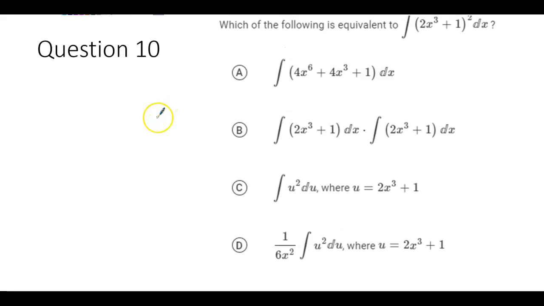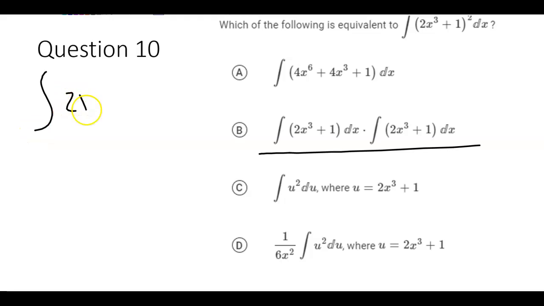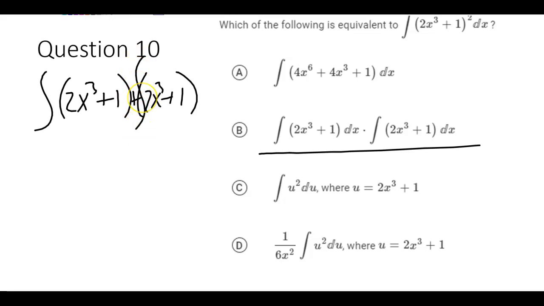What number 10 is asking us to do is just to make sure that you understand the properties of integrals. So let me tell you why B is a tempting answer choice. As you're looking at this, you're thinking (2x^3 + 1) squared. Well, isn't that the same thing? It's just 2x^3 + 1 times 2x^3 + 1. And therefore, can't we just distribute the integral to each one separately? And the answer is no, you can't do that.